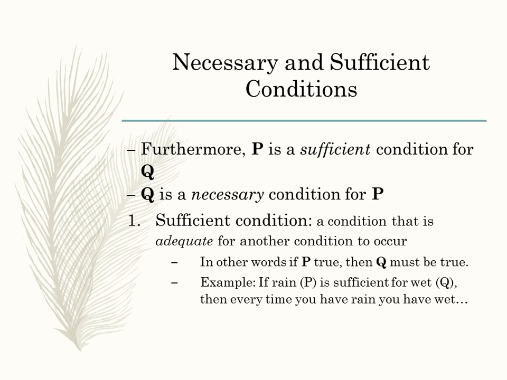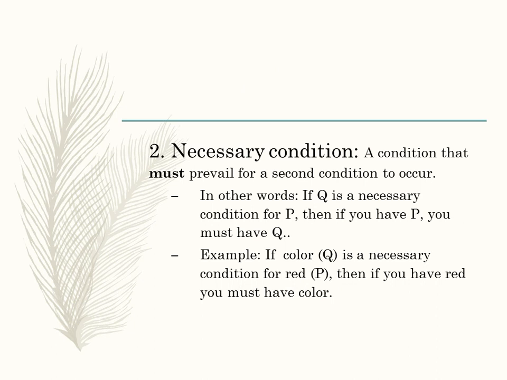Contrast it with this. Hang on, it's going to be confusing, but hang on. Contrast it with necessary. A necessary condition is a condition that must prevail in order for another thing to happen. So in other words, necessary means you've got to have it and some other things. Sufficient means it's enough to get the job done. All forms of precipitation will get the ground wet. Rain is just one of them. So if you want wetness to happen, you have to have precipitation. That's necessary.